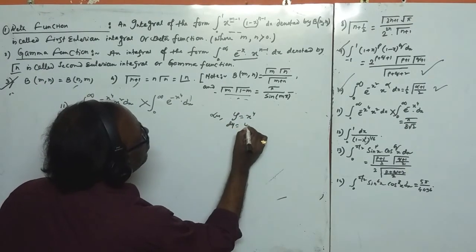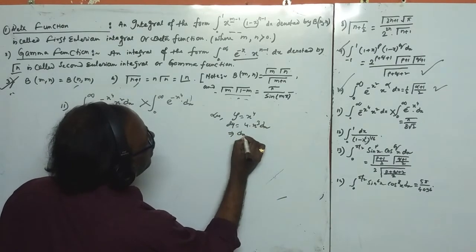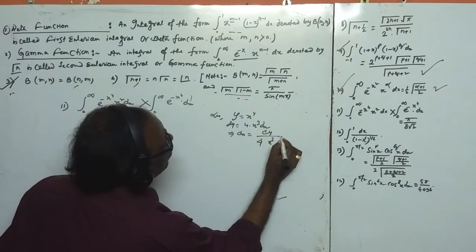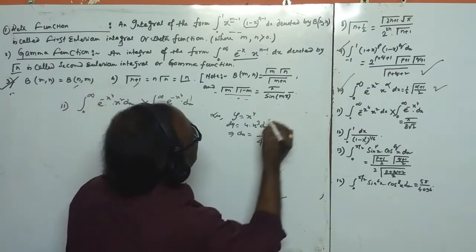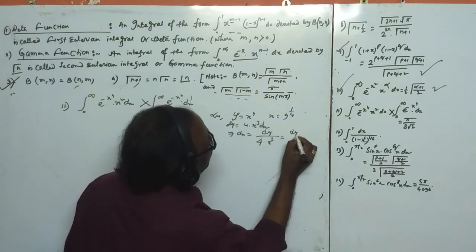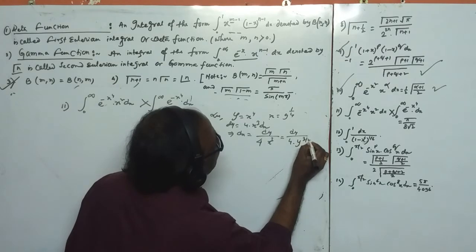So dy is equal to 4 into x cube dx. So dx is equal to dy by 4x cube. From x cube, x means y to the power 1 by 4. So dy by 4 into x cube, that is y to the power 3 by 4.